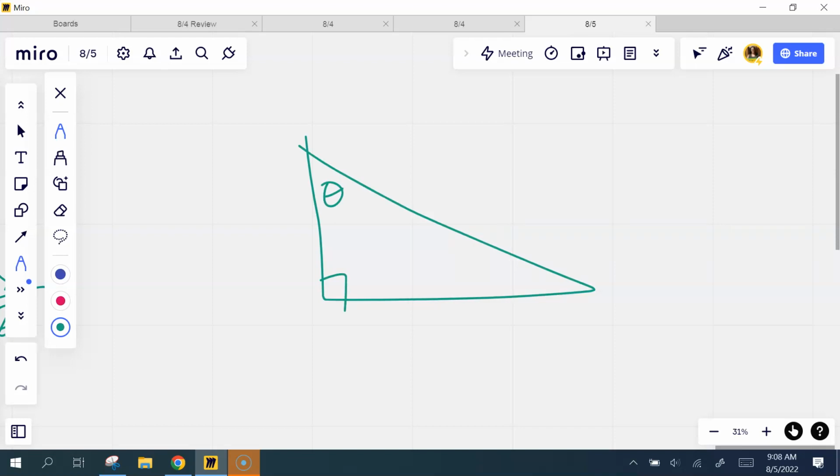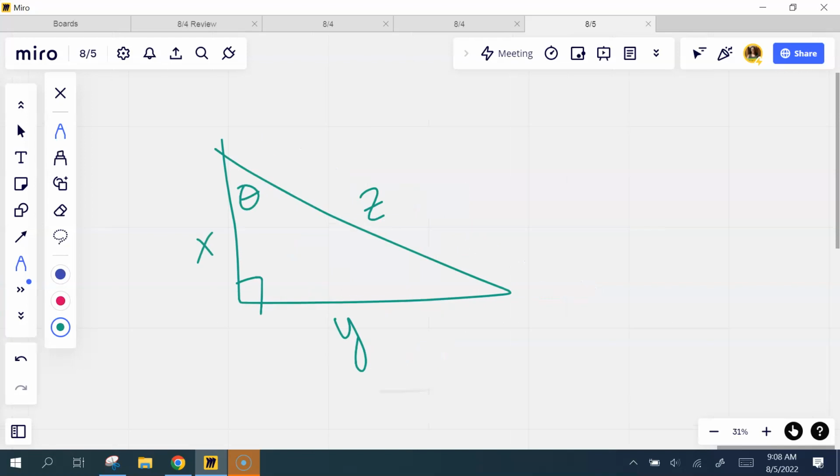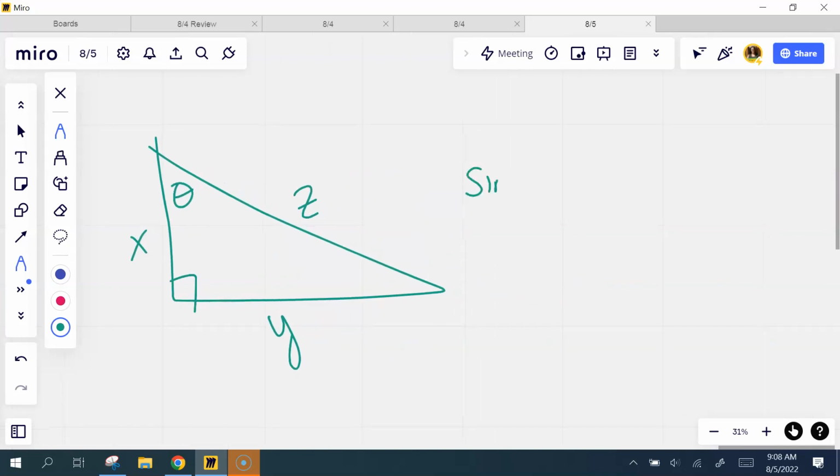What does that symbol mean? Theta. That's theta. That's exactly right. We'll use that a lot too. Let's say this is x, y, and z. What is the sine of theta here? What is the sine? Somebody said it just now. Y over z.